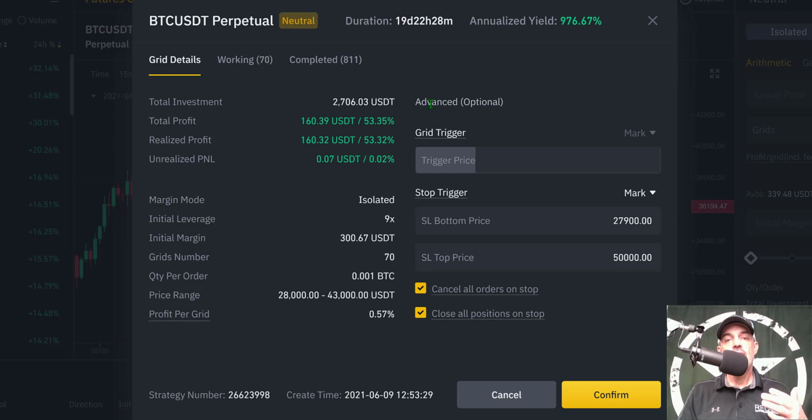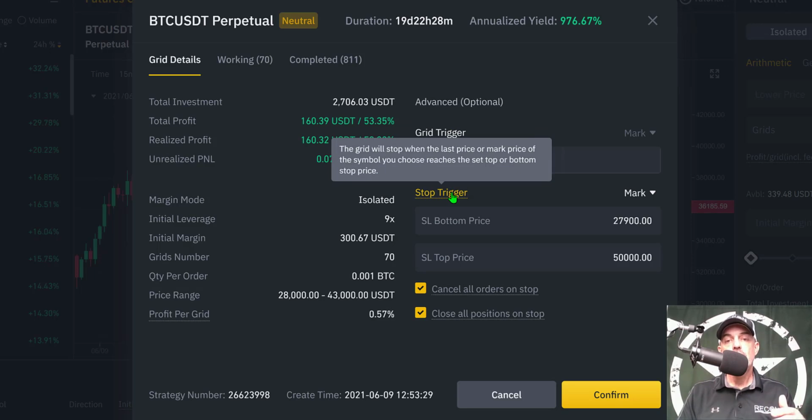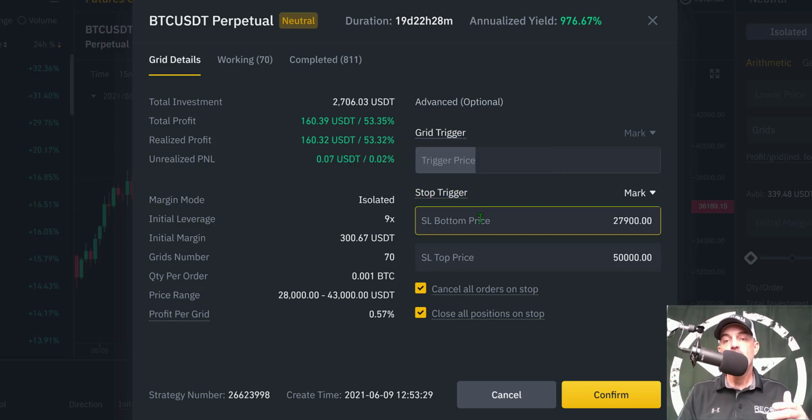And then as far as the advanced options go, when I deployed the bot, I did not select a grid trigger, but I did enable the stop trigger with a stop loss bottom price of 27.9 and a stop loss top price of 50,000. And during the last 20 days, we did not reach those levels, although we did get close to the stop loss bottom price of 27.9 when Bitcoin's price crashed down to 28.8.